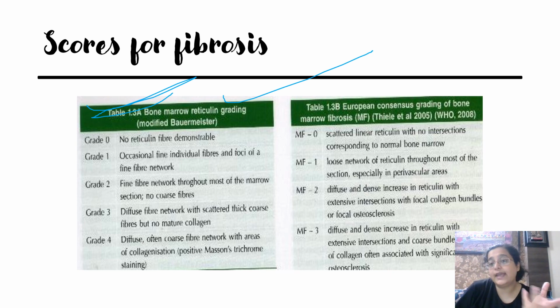Very commonly used in the MPN spectrum, or drug induced, or aplastic anemia. I mean, where there's a hypoplastic picture. You have to mention these things, okay?